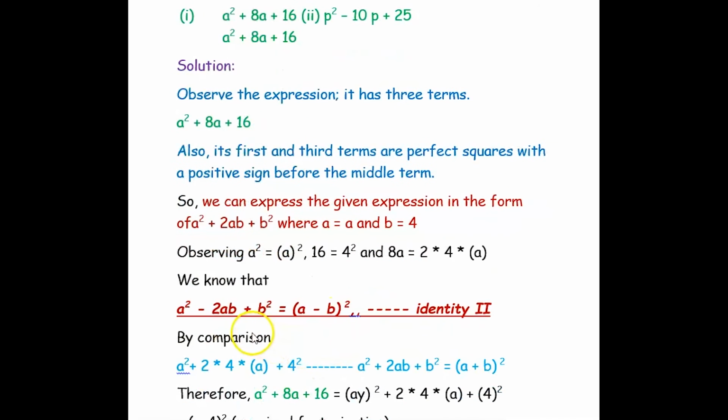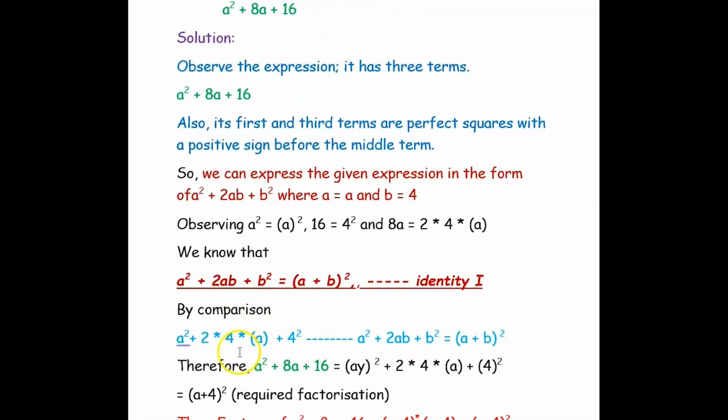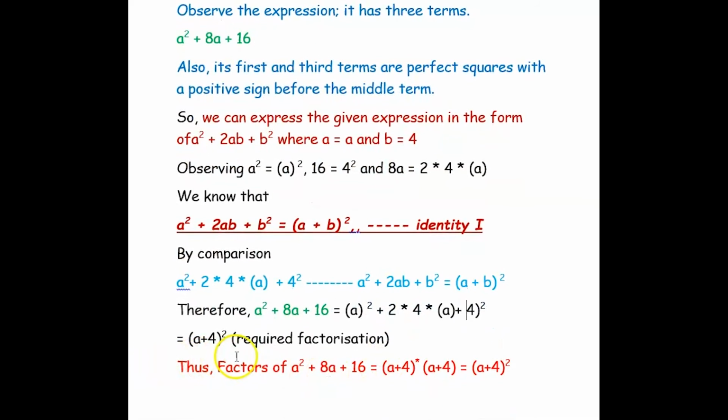Now we can express this by using the identity. We know that a square plus 2ab plus b square is (a plus b) whole square, which is identity 1. Now we can compare this. So a is a and b is 4. How can we express this? (a plus 4) the whole square. That is our reduced, or factorized, form. So the factors of a square plus 8a plus 16 are (a plus 4) into (a plus 4), that's nothing but (a plus 4) whole square.